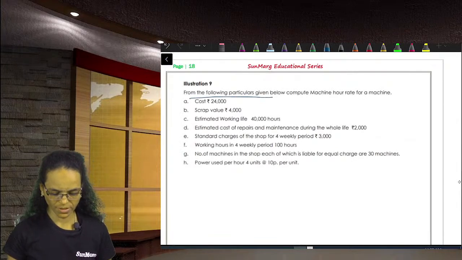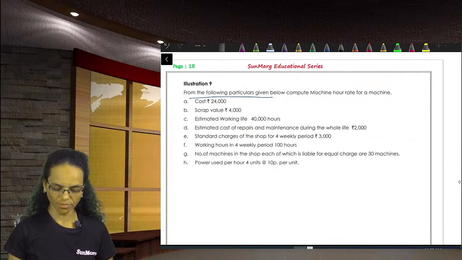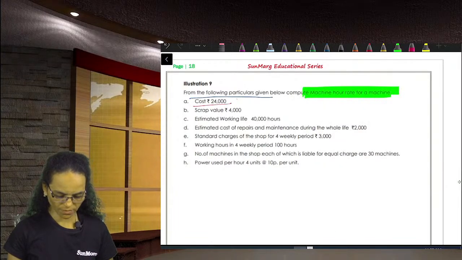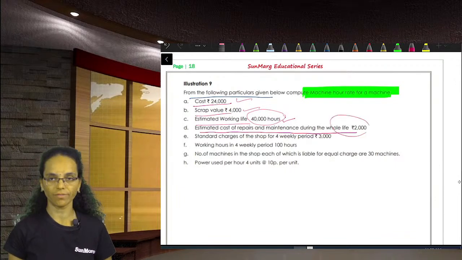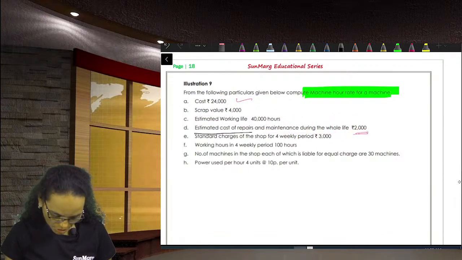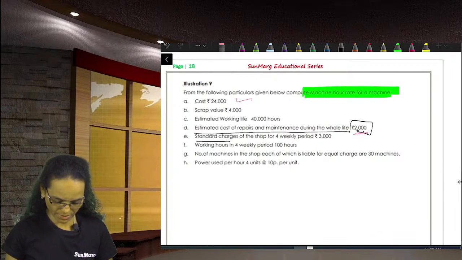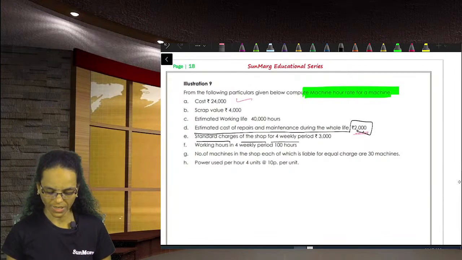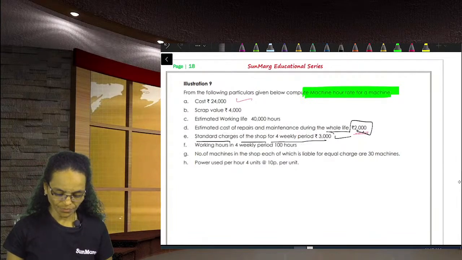From the following particulars given below, compute the machine hour rate for the machine. Again we need to calculate the machine hour rate, that is the question here. Cost of the machine given, scrap value given, estimated life in hours given, estimated cost of repairs and maintenance during the whole life is 2000 rupees. See here. Standing charges for shop for 4 weekly period, this is a standing charge. 4 weekly period in the sense 1 month, 300 rupees.